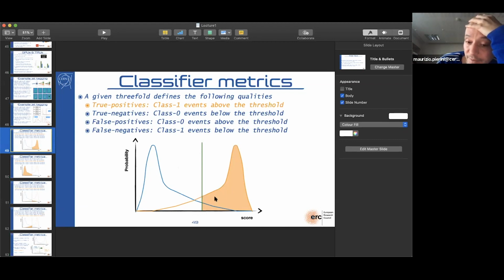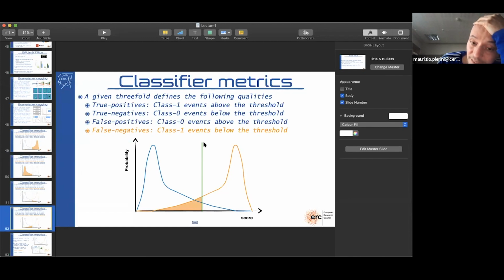And then you notice that most of the jets that you will call top quarks are actually top quarks. They're called the true positives, this area here. And most of those that you will reject will not be top quarks, just the true negatives. But then there is this fraction of jets here, which are not top quarks, and you will call top quarks. It's called the false positives, and then you have the false negatives.